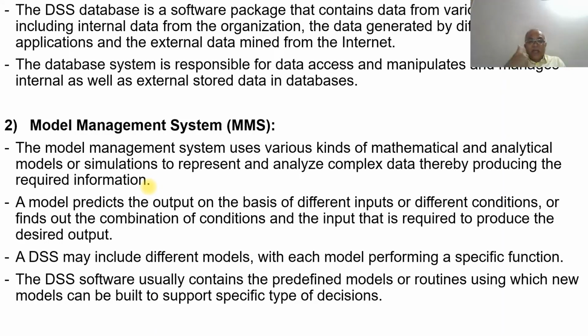The model predicts the output on the basis of different inputs. So that means this model will predict what the output will be based on different inputs or different conditions, or finds the combination of conditions and inputs that is required to produce the desired output. So that means they put in their own constraints and apply those constraints to get the desired output based on the different conditions and inputs.